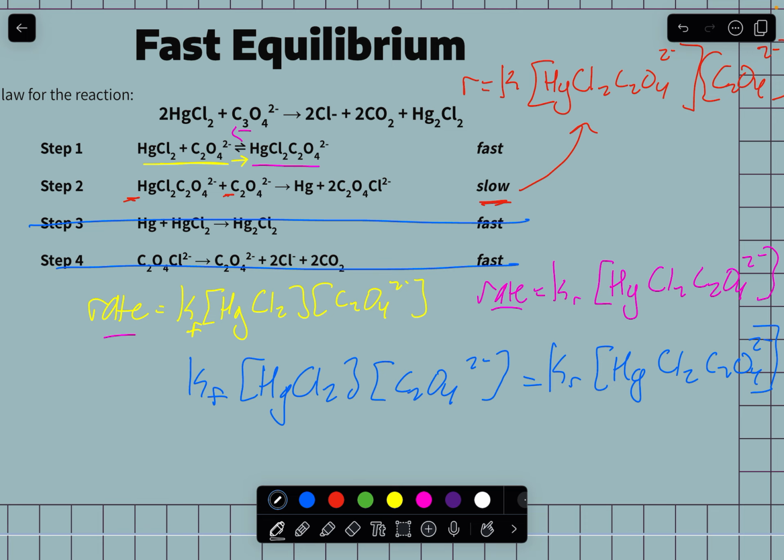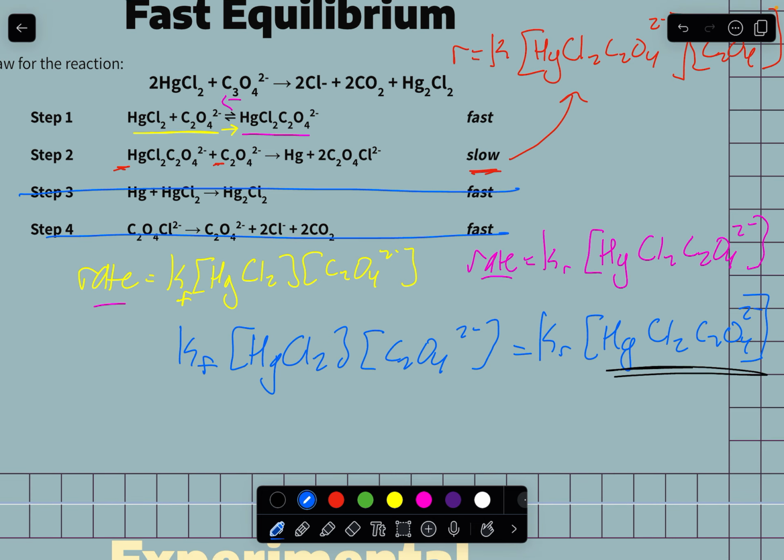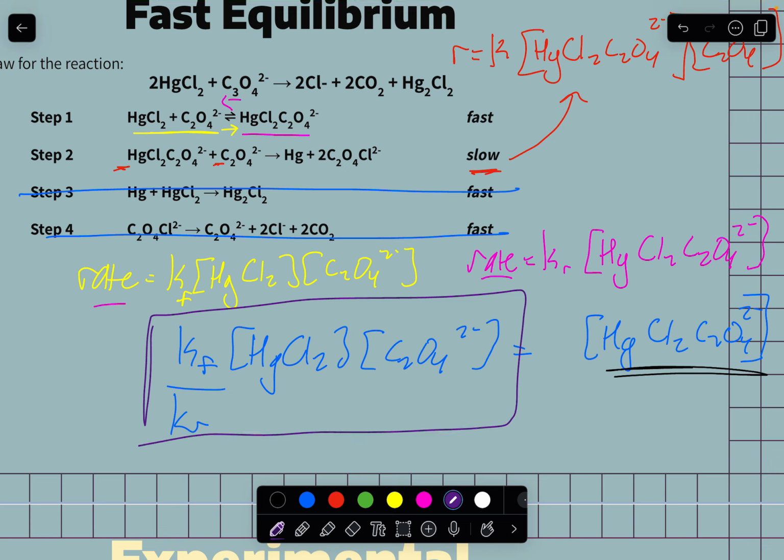Step 4 is solve for the intermediate. The intermediate is what shows up at the end of step 1 and the beginning of step 2. So that's our HgCl2C2O4 2 minus. We're going to solve for this term here. To do that, divide by Kr on both sides. So our intermediate is equal to what is on the left here now. And then the second part of step 4 is to substitute into the slow step. So we're going to take what we got here for the intermediate, and we're just going to plug this into the slow step.